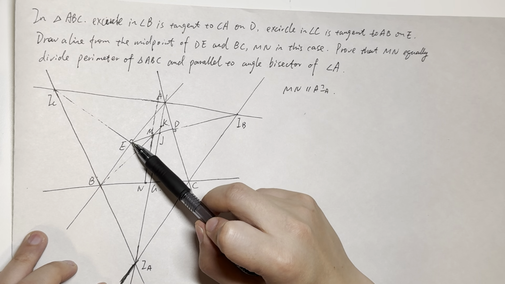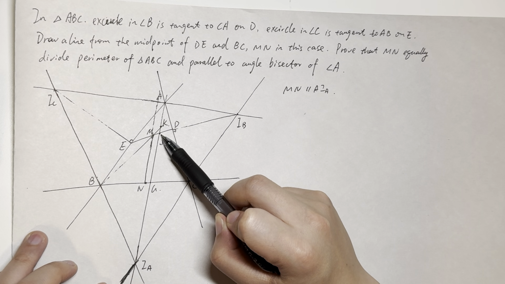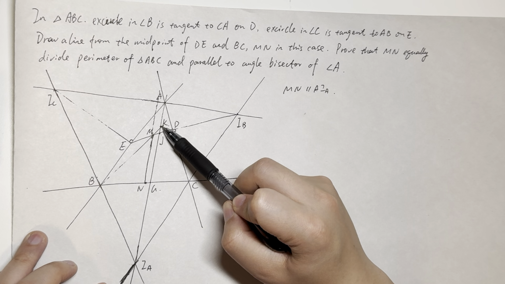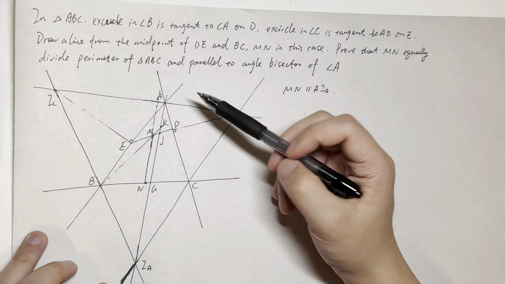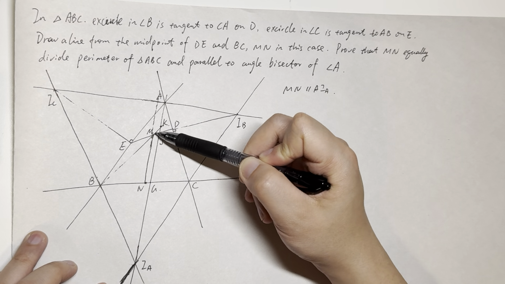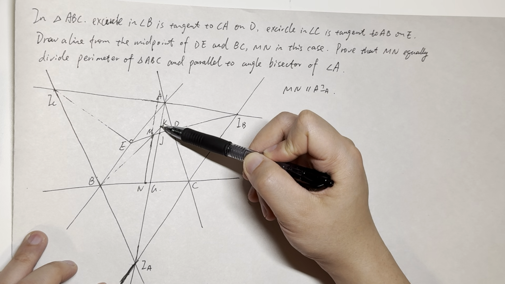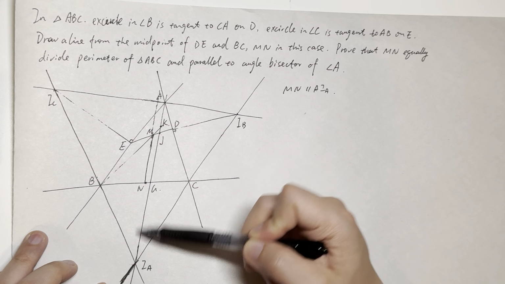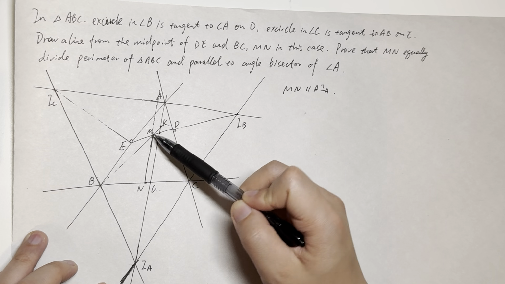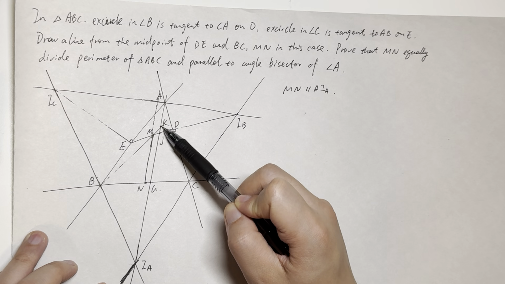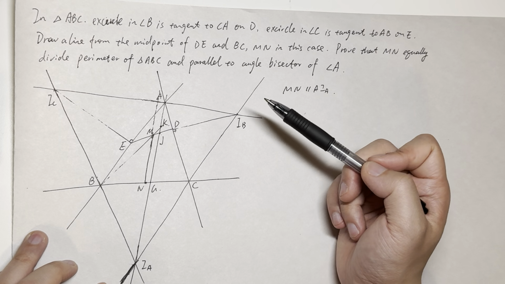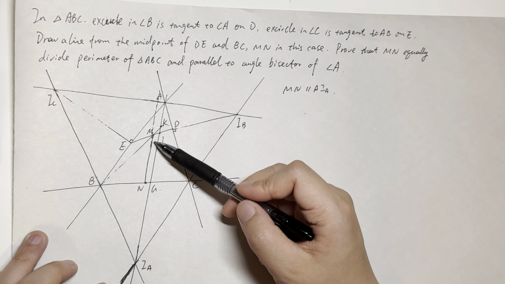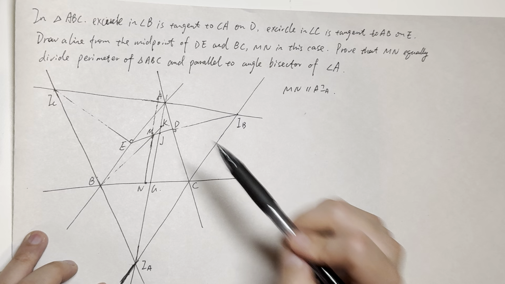So let's say we can figure out the ratio of EM to MJ, and then in the triangle ABK, we can still use Menelaus's theorem to find the ratio of BM to MK. Which means that if we want to prove that MN is parallel to AG, we just need to find the ratio of BM to MK and the ratio of BN to NG. For BM to MK, we just talked about how to find it. We use Menelaus's theorem twice, and then we can find it.